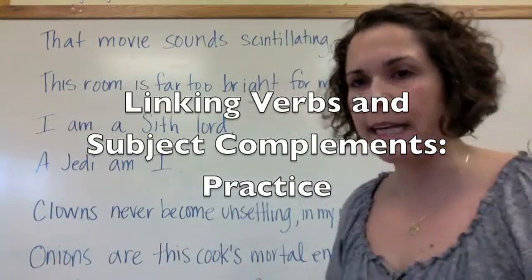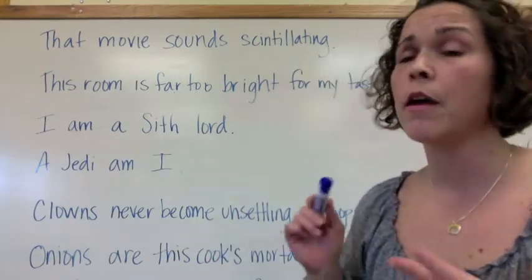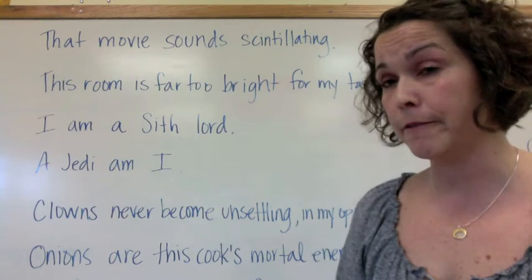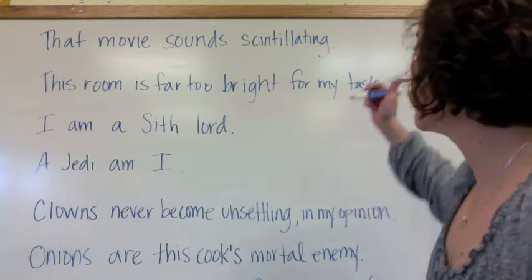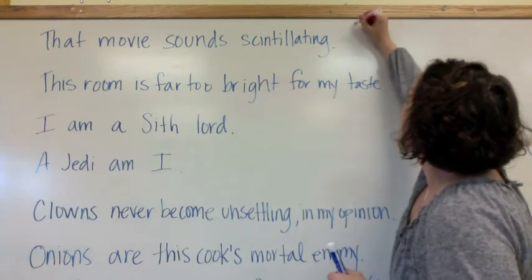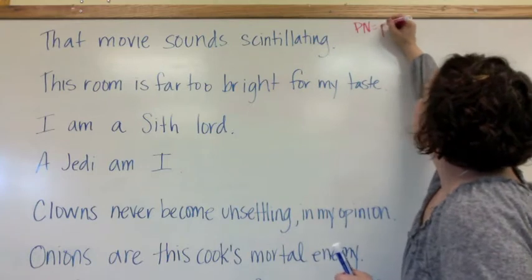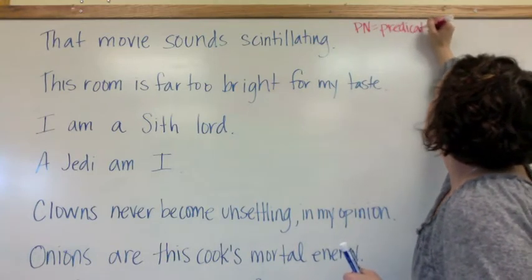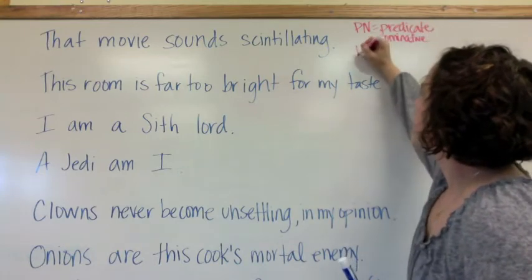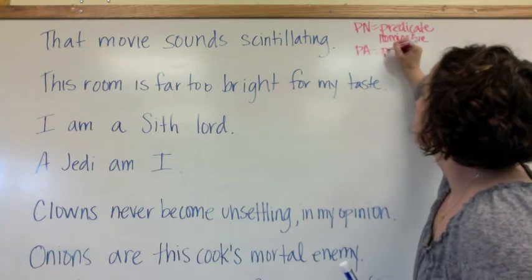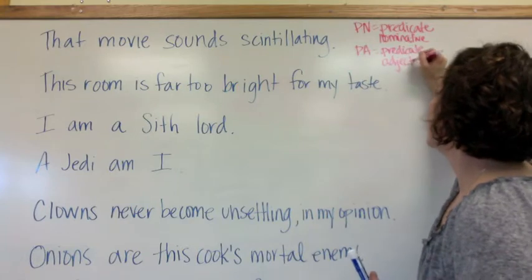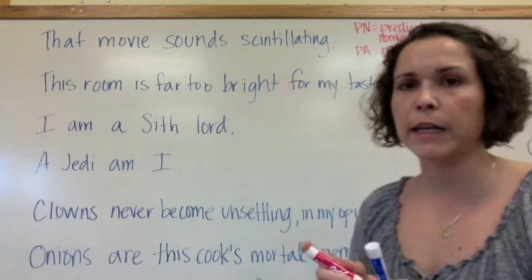So now let's take a look at these sentences and let's practice finding the linking verb, finding the subject complement, and deciding whether the subject complement is a predicate nominative or a predicate adjective. And I'm just going to write up here as a reminder, PN equals predicate nominative. PA equals predicate adjective. All right, so let's take a look at the first one.